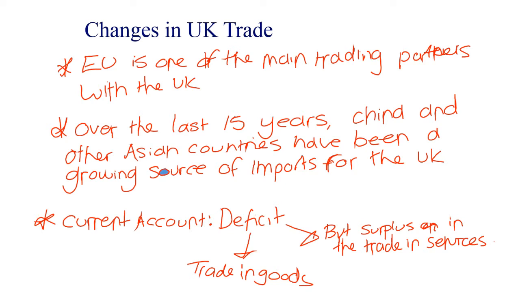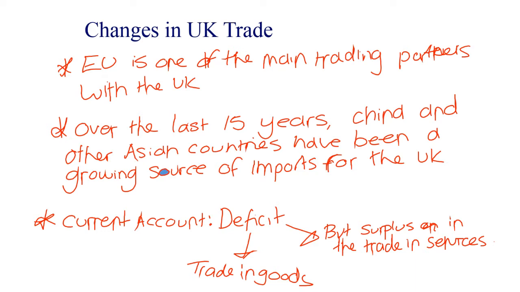In terms of changes in UK trade, the EU is one of the UK's main trading partners. But over the last 15 years, we've really had growth in trade with China and other Asian countries such as India, and just growth in these really big emerging economies. We used to call them the BRIC countries: Brazil, Russia, India, China. Russia maybe not so much at the moment.